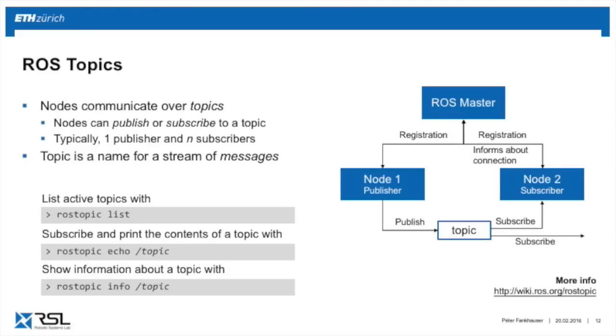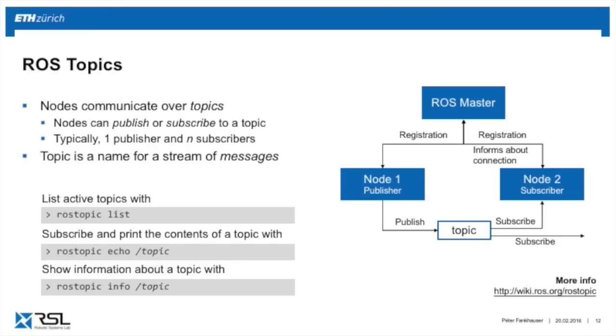So the publisher publishes on a topic name, which is the name under which these messages are published. And then you can have not only one, but multiple nodes that subscribe to this information. But typically it flows from one node to n other nodes.